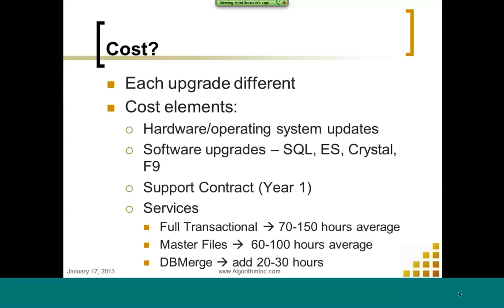Any potential updates to your hardware or to your operating system. Any software upgrades that you have to do. Maybe you have to upgrade SQL. Maybe you have to upgrade Crystal. There are some minor costs in ES. It's a maintenance difference. Well, then there's F9. The support contract algorithm requires a support contract for the first year. So you have to maintain a support contract with us for the first year of ES. And then if you decide to renew, great. If not, that's fine. But we do need that first-year support contract.